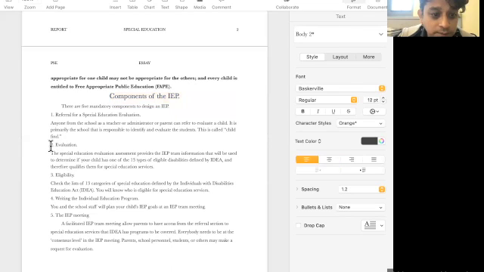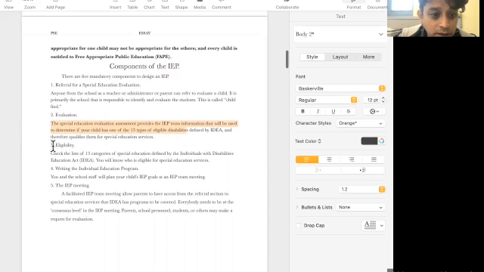And now evaluation. The special education assessment provides the IEP team information that will be used to determine if your child has one of the 13 types of eligible disabilities defined by the IDEA and therefore qualifies for special education services. Eligibility: check the list of 13 categories of special education defined in the Individuals with Disabilities Education Act. You will know who is eligible for special education services.